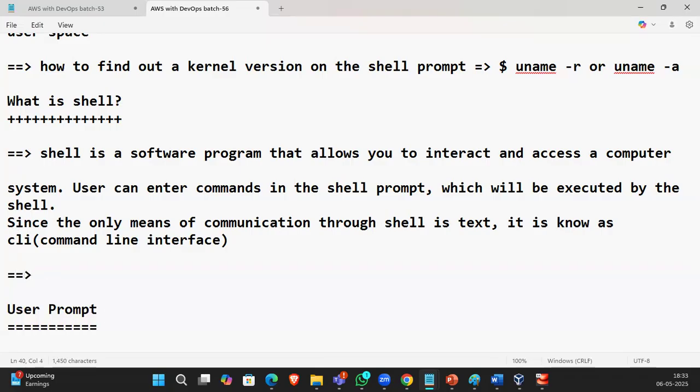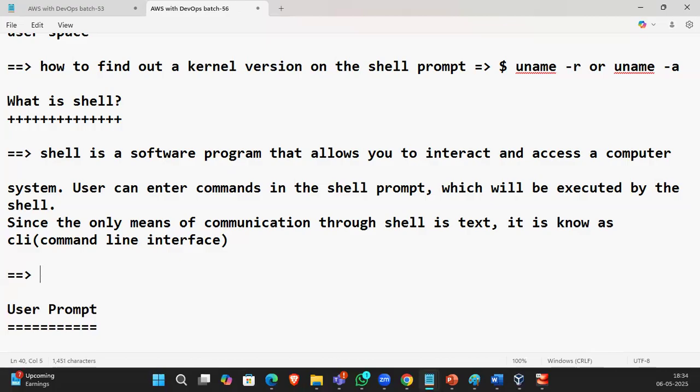Before, we discussed that Linux is a CLI operating system and Windows is a GUI operating system. Why is Linux a CLI operating system? We can communicate with the Linux OS through the shell only. If you enter text, the only means of communication through shell is text. It is known as a CLI. Now you understood? That's the reason it is CLI.